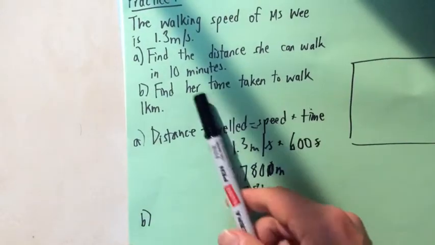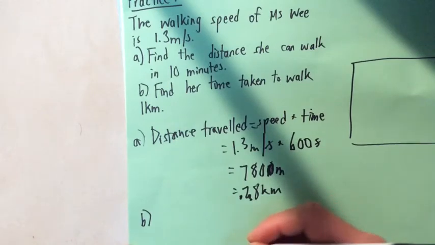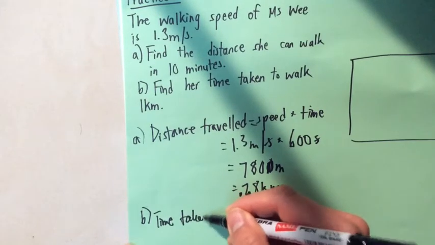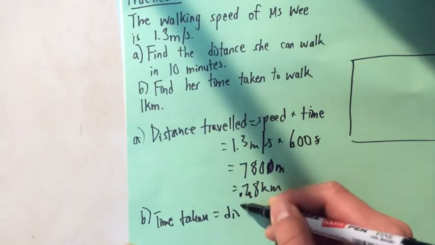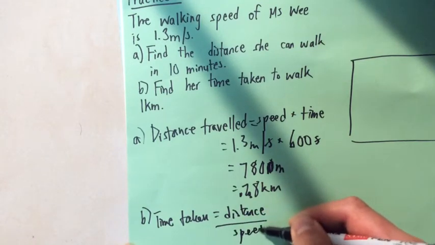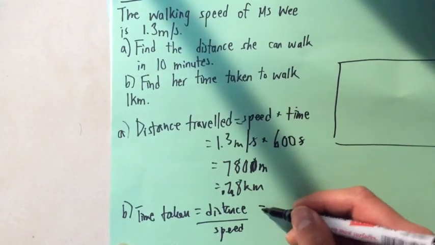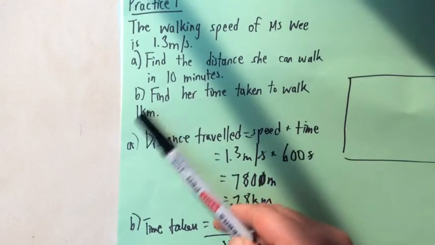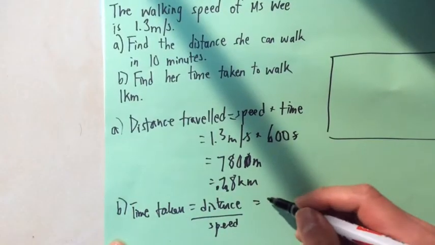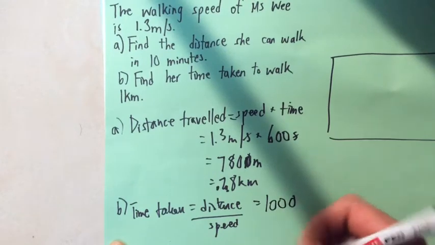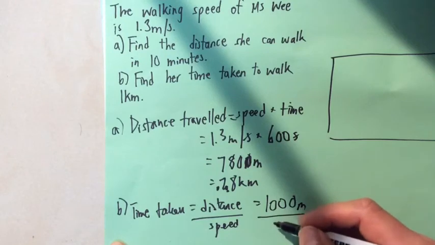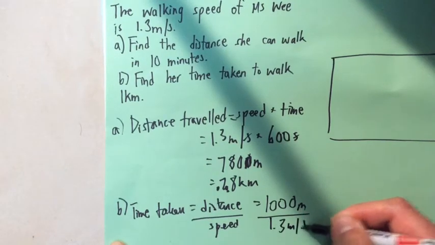Now for B, find her time taken to walk 1 kilometer. So we just learned earlier that the time taken equals distance traveled divided by speed. So again, we have to convert kilometers into meters because the speed is given as meters per second. We know 1 kilometer is 1,000 meters, and we know her speed is 1.3 meters per second.